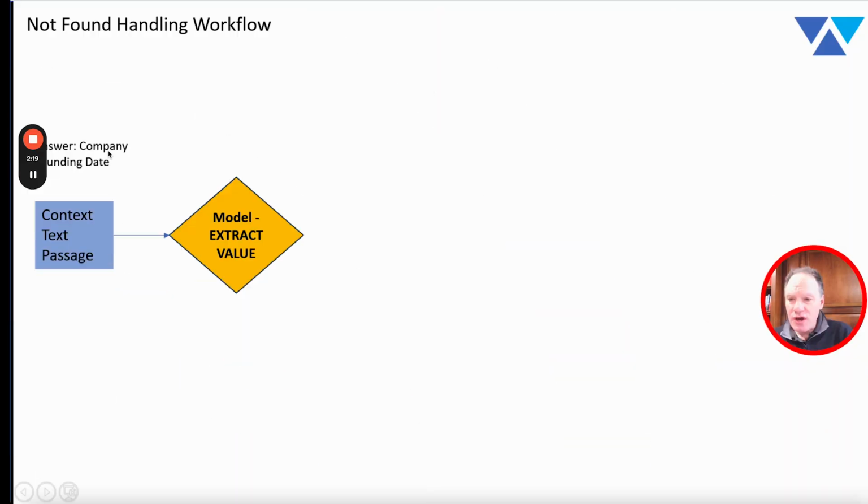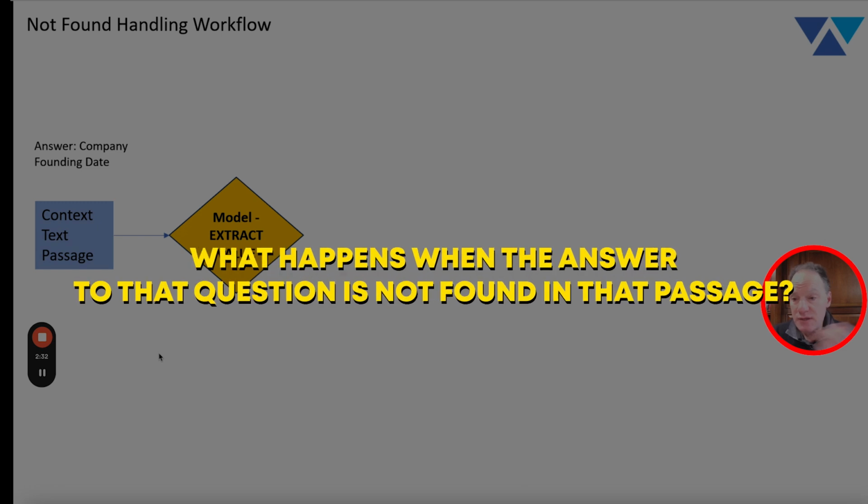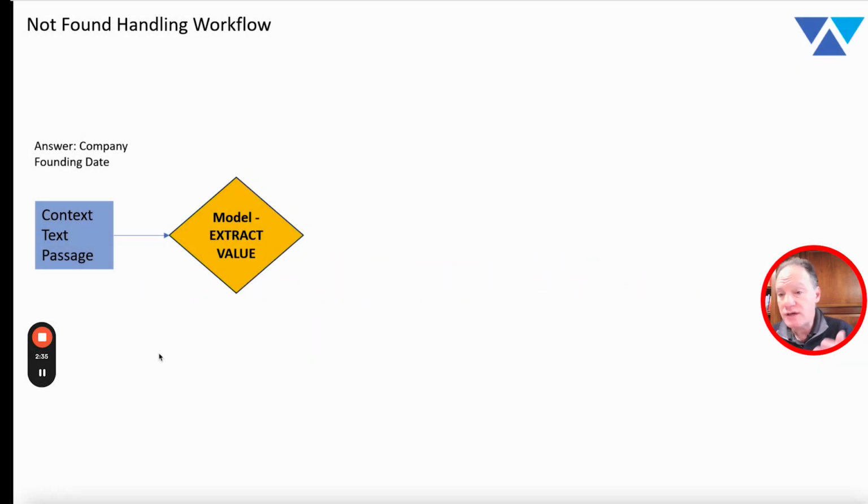All right, so where we're going to start is we have a text passage. And if you've seen a couple of our other videos, this is just a financial earnings statement. And we have a question we're going to ask of that statement, which is: tell us the company founding date. It's a fairly straightforward thing to do, though it's actually a little unusual. It's not something that you ask every single day.